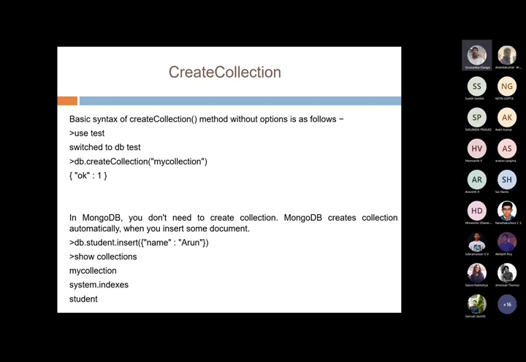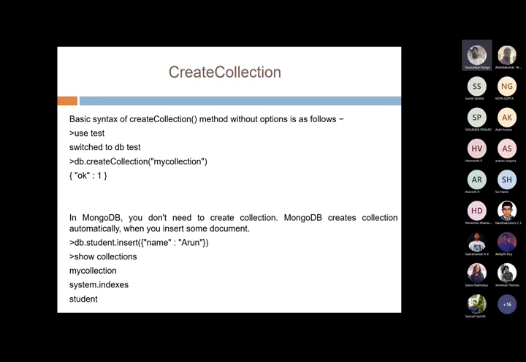In MongoDB you need not create a collection. You can create a collection automatically when you insert some document. So for example, I want to create a collection student. So db.student.insert name Arun. Here you are going to store the information in the form of key value pair. So name is a key and Arun is a value. The insert command is used to insert this key value pair into the collection student. So db is the database name, student is the collection name, and insert name Arun.